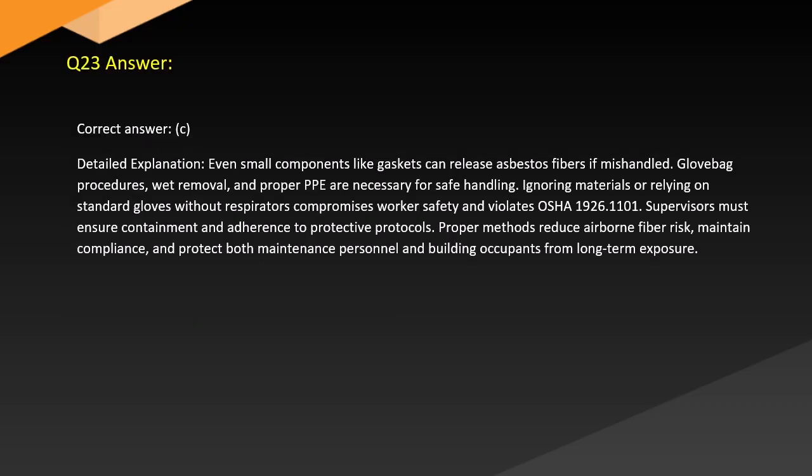Answer. Correct answer: C. Detailed explanation. Even small components like gaskets can release asbestos fibers if mishandled. Glove bag procedures, wet removal, and proper PPE are necessary for safe handling. Ignoring materials or relying on standard gloves without respirators compromises worker safety and violates OSHA 1926.1101. Supervisors must ensure containment and adherence to protective protocols. Methods reduce airborne fiber risk, maintain compliance, and protect both maintenance personnel and building occupants from long-term exposure.